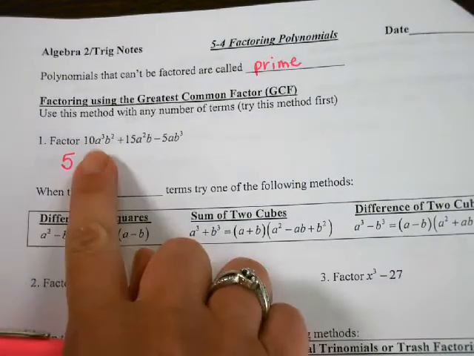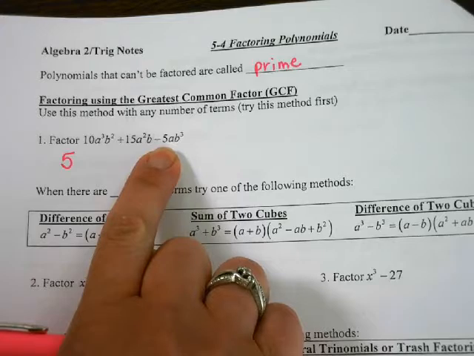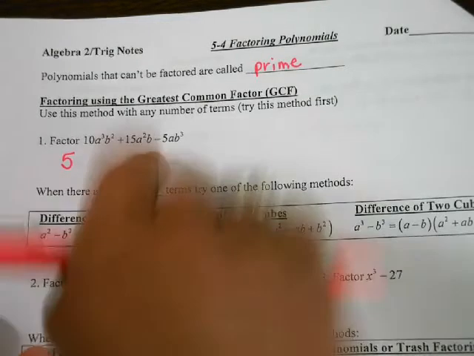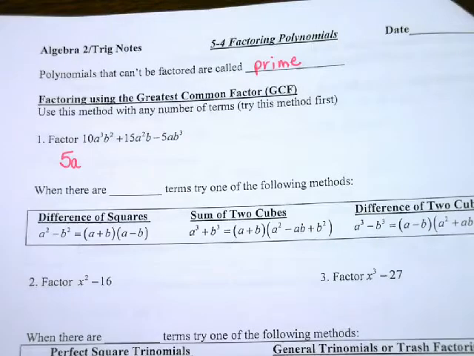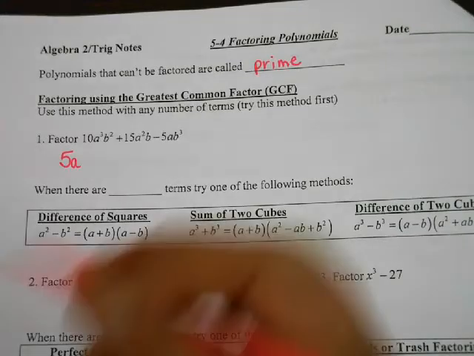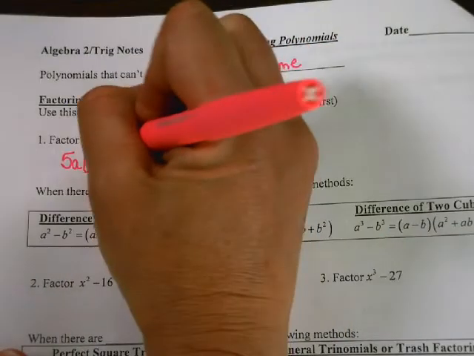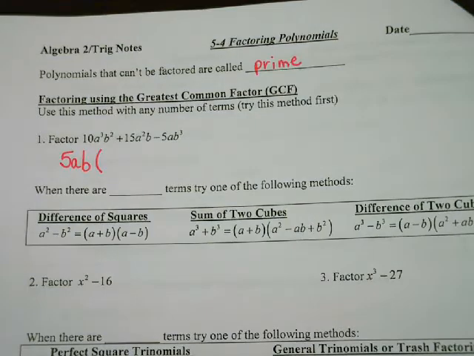And then I have an a cubed, an a squared, and an a. You take the smallest exponent out. So I'm going to take an a out. And then I have a b squared, a b, and a b cubed. And so I'm going to take a b out. Now think about if I were going to divide every one of those three terms by 5ab, what would be left?